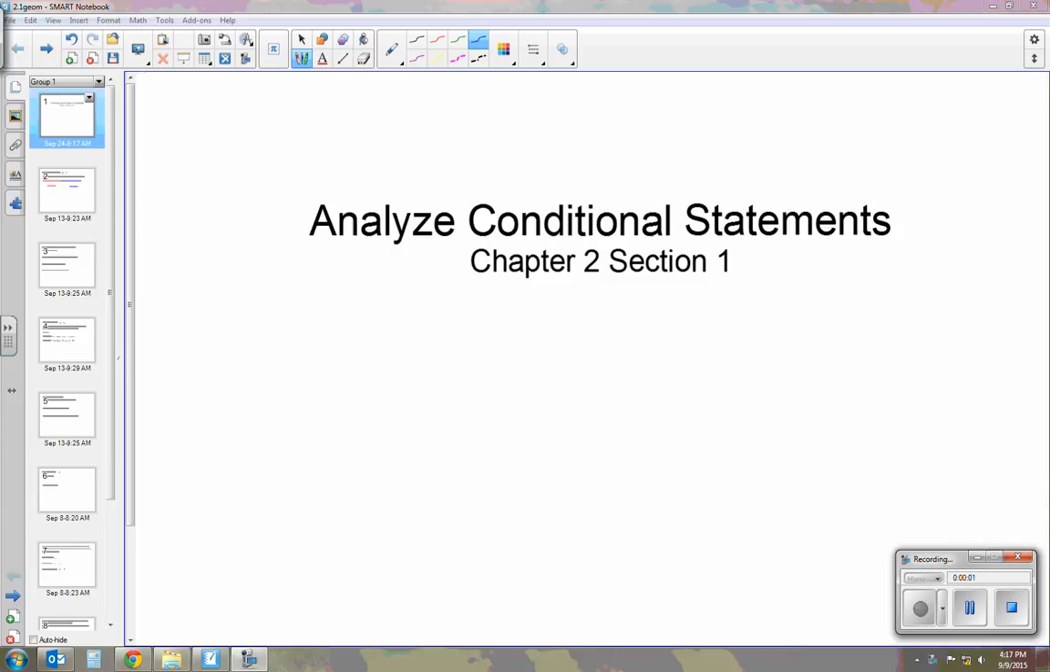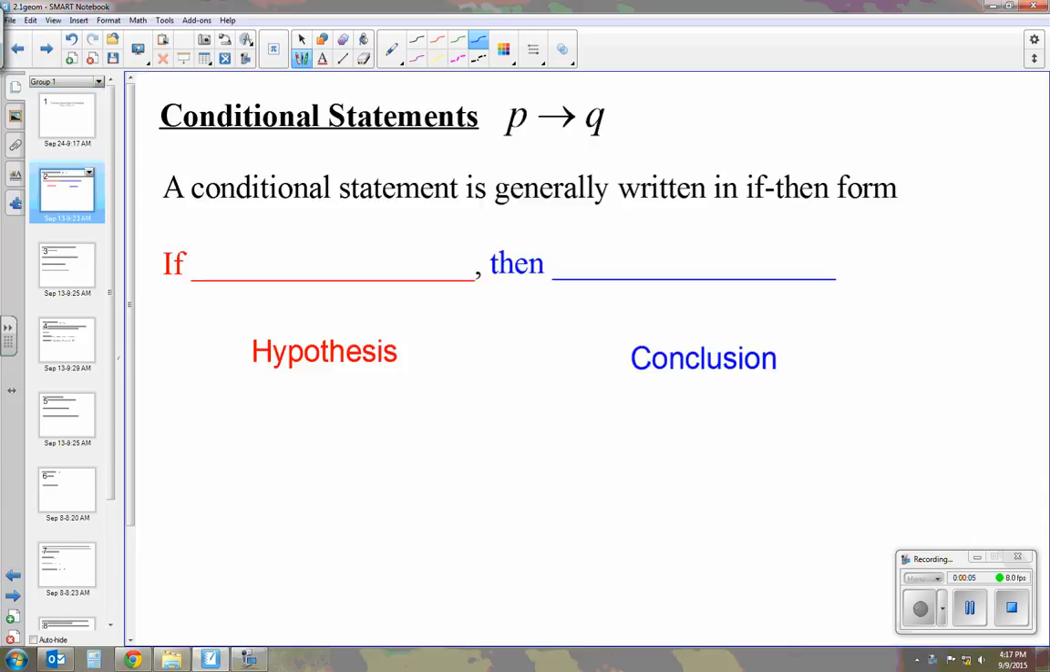Today I'm going to be talking about analyzing conditional statements. So let's see what a conditional statement actually is. We usually write a conditional statement in if-then format. And if we look at the very top, we see a symbol. We have a P, then an arrow, and then a Q. This is the symbol, the shortcut of writing if-then format.